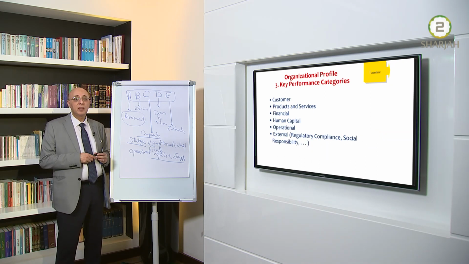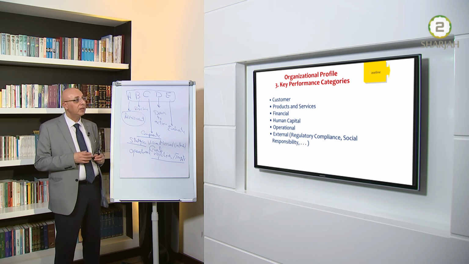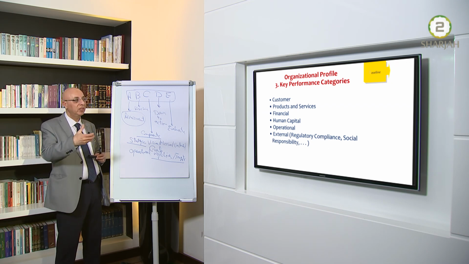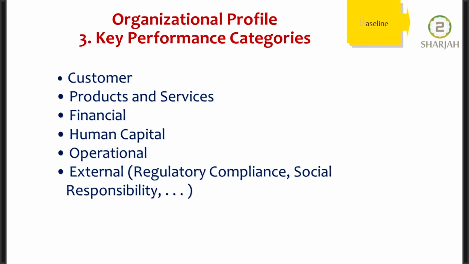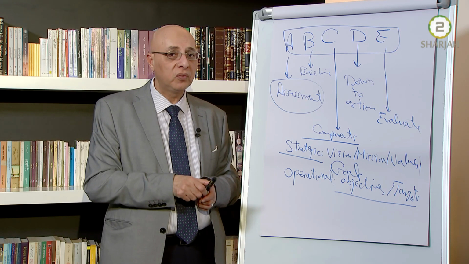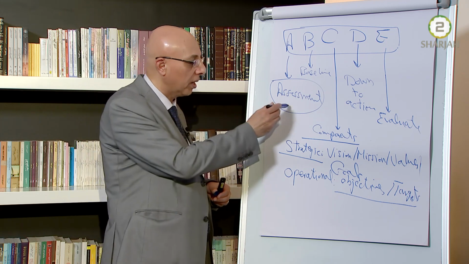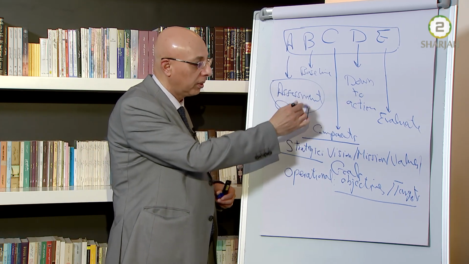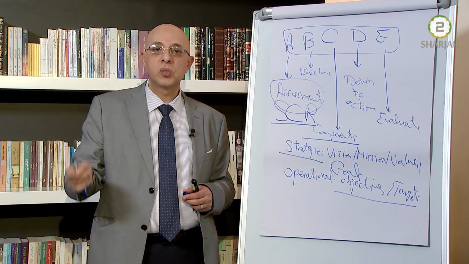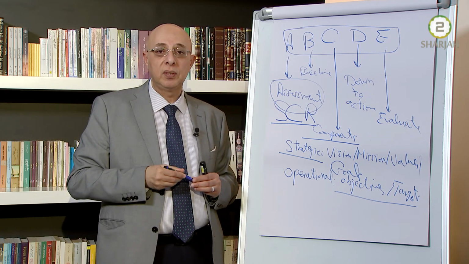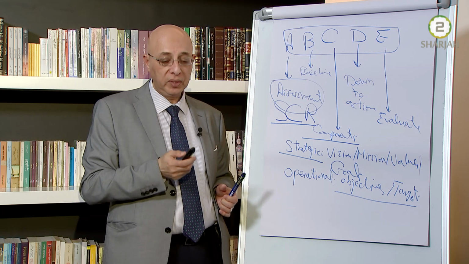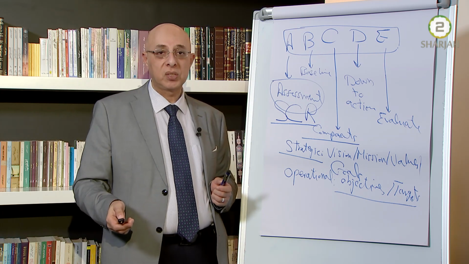And the last one in the baseline for the organizational profile is the key performance categories. Customers, define them. Products and services, financial, budgeting, human capital, operational, and regulatory compliance, social responsibility. It's a very important value now called CSR, corporate social responsibility, which is your responsibility towards your society. What types do you have? All of these will help us to define the baseline.